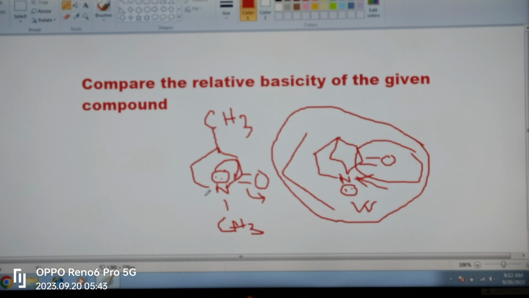So here we explain the relative basicity of the corresponding compounds by considering the availability of the lone pair on the nitrogen atom. The higher the availability of the lone pair, that means the higher the electron density on the nitrogen atom, the higher the basicity. So let us try to follow these questions, and I have done only 5 questions today. In the next class, I will try to make some more questions.